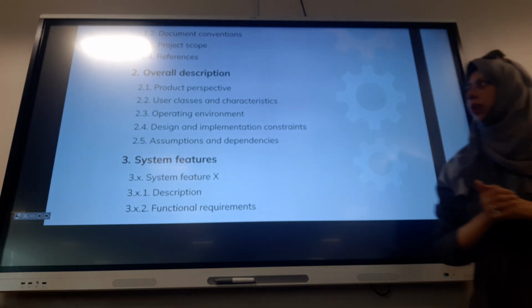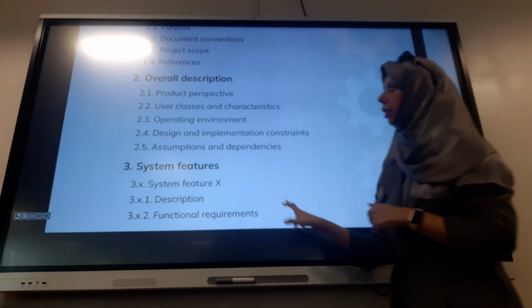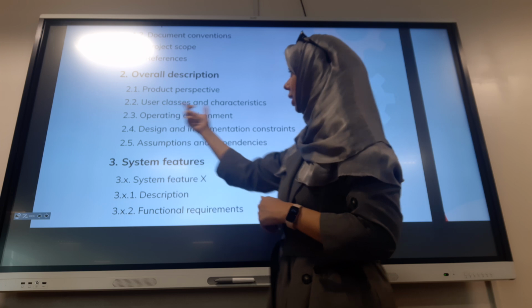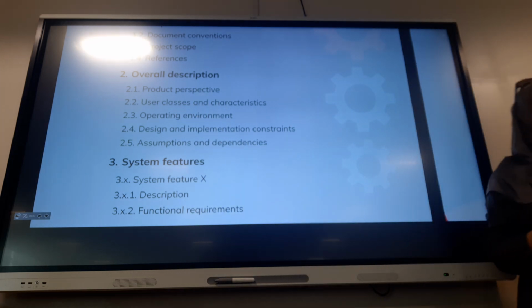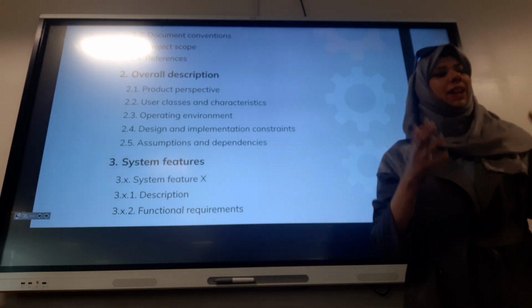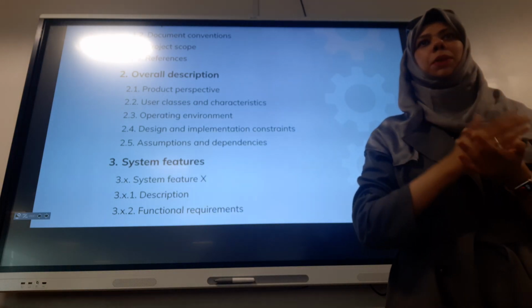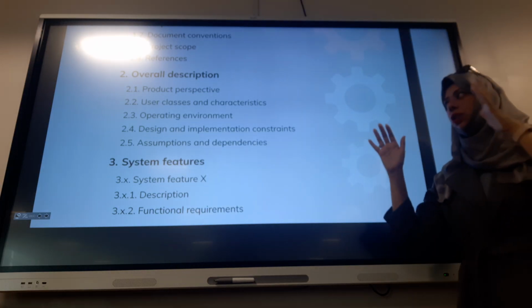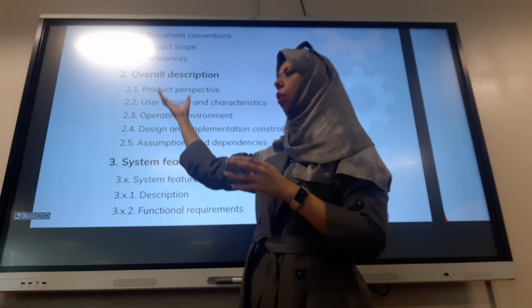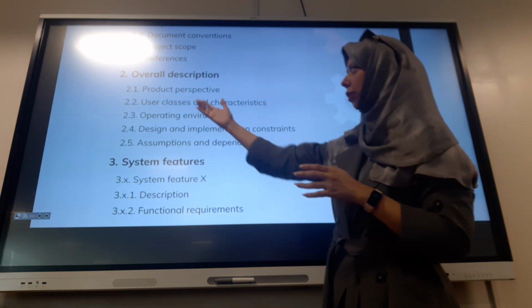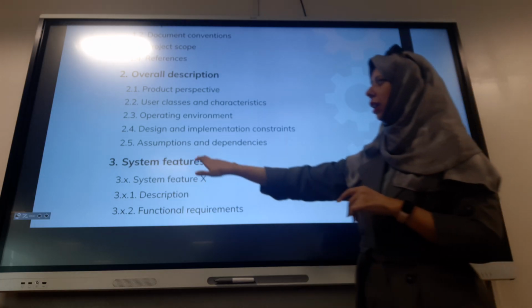Let's look into the key part here. We have the overall description. From the product perspective, we can have user classes and characteristics. So who are you targeting? Remember when we said there is a target user? This target user sometimes has a specific age, a specific gender, yeah? They could be children, adults, teenagers. So you need to specify the target group who are part of your system requirements.